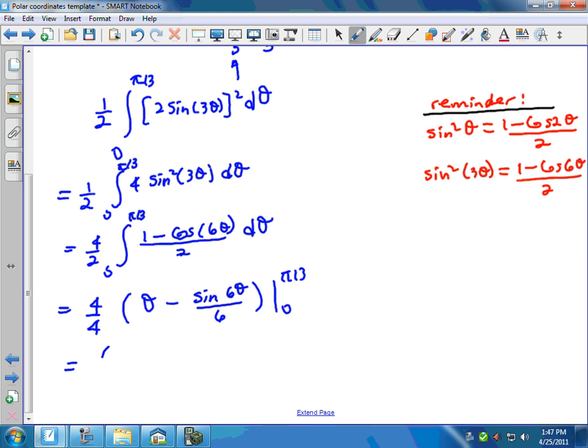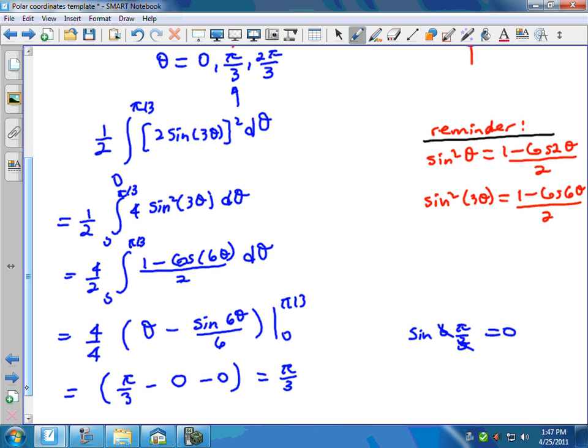So we have theta, which is pi over 3, minus sine of 6 times pi over 3. What do you get there? Sine of 6 times pi over 3? That's really 2 pi. And sine of 2 pi is 0. And if you plug in a 0, you also get 0. So it looks like all we're getting here is pi over 3. So that's the area within one petal.